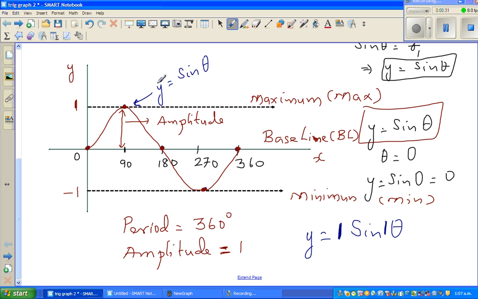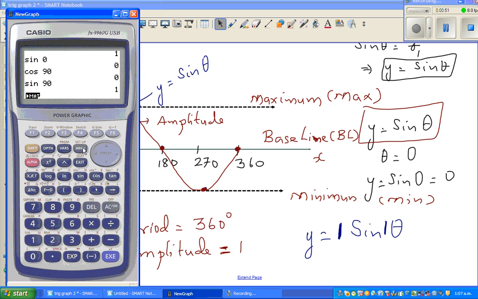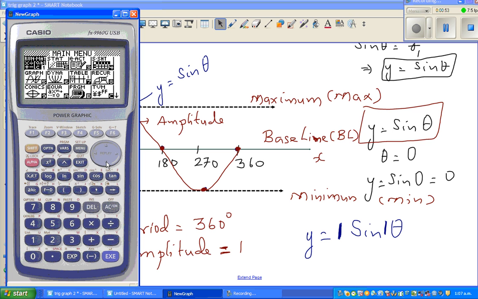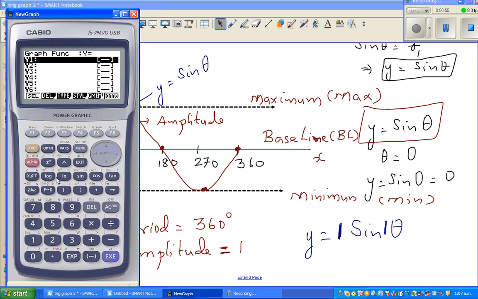So the basic sine graph of y is equal to sine theta has a period of 360 and an amplitude of 1. The amplitude is the distance from the baseline to the maximum or the baseline to the minimum. Now I wanted to show you on the graphic calculator how to do this, but I didn't show you that. So you go to graph and then you type in sine x.